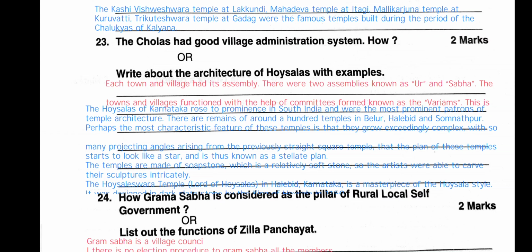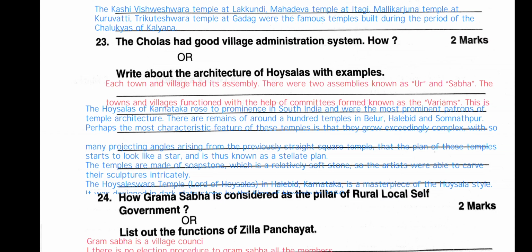The Cholas had good village administration system. How? Cholas had a very good village administration system as each town and village had its assembly. There were two assemblies known as Ur and Sabha. The towns and the villages functioned with the help of committees formed known as the Variyams. So this is how they ruled.